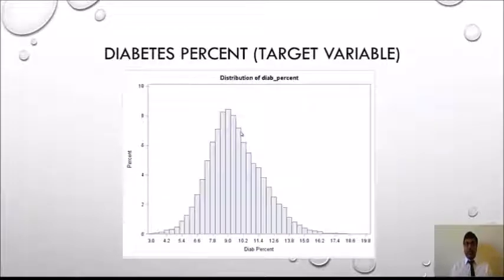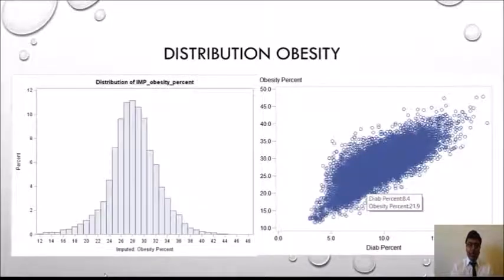Let us see the distribution of diabetes percent, which is present in our data. Now, this is from 2004 to 2010. We see that the data is pretty normally distributed. Coming to distribution of obesity, this is also normally distributed, and this is a scatter plot between obesity and diabetes percent, which gives us a relationship between diabetes and obesity percent.